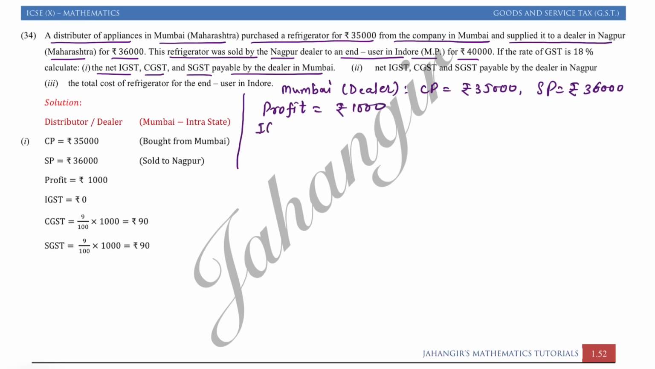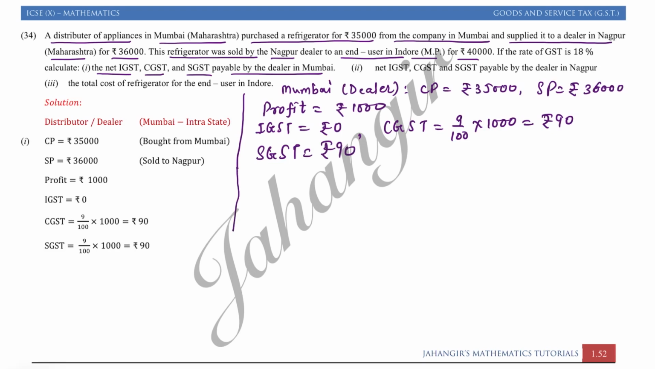So here IGST will become 0. CGST is 9% of 1,000, that is equal to rupees 90. And SGST is also rupees 90. First part is done. Now in the second part, we have to find net IGST, CGST, SGST payable by the Nagpur dealer.